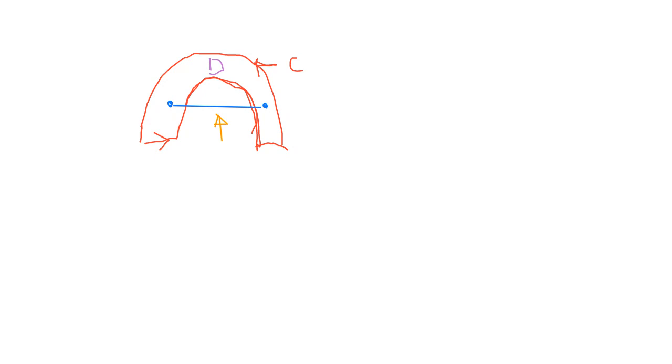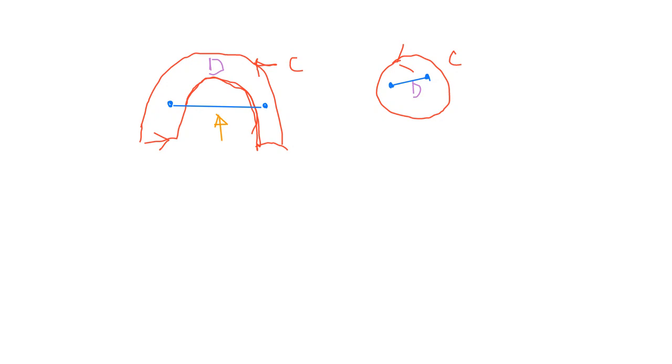So this is not a simple closed curve. But if you have a curve like this, and here's the region D enclosed by that curve, then if you pick any two points inside that curve in the region D, the line segment connecting those points always falls inside the region D.